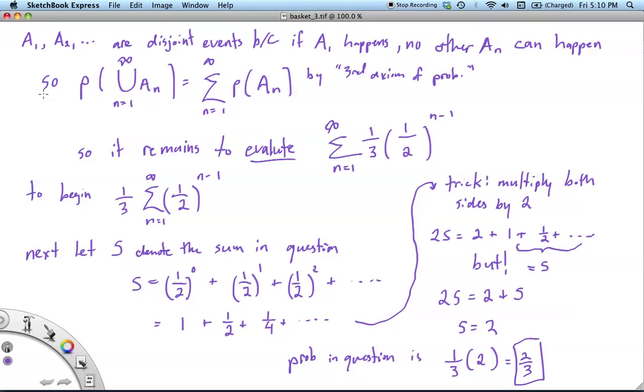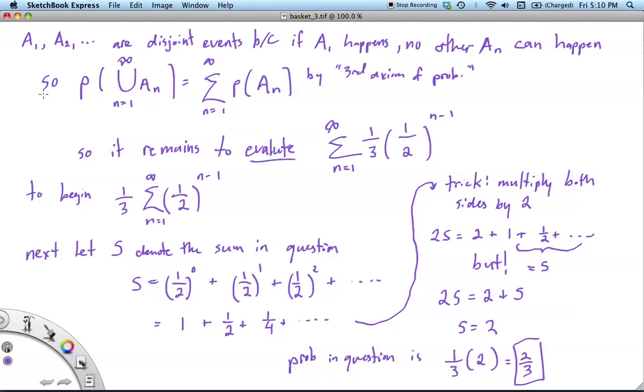Okay, so to get into the theory of why I make that claim a bit, A1, A2, up to A infinity, potentially, these are disjoint events. And the reason I'm confident saying that is because there's no way that two of these things could happen for a given experiment.